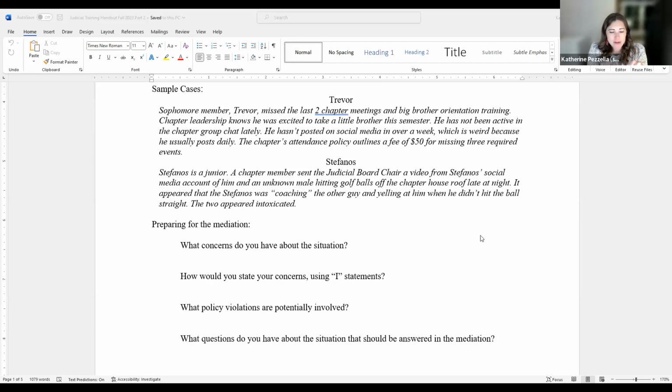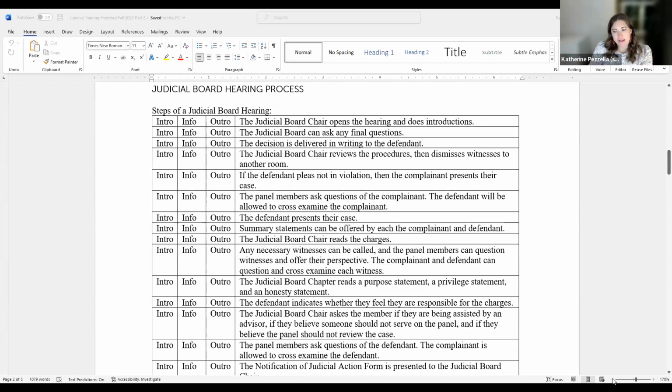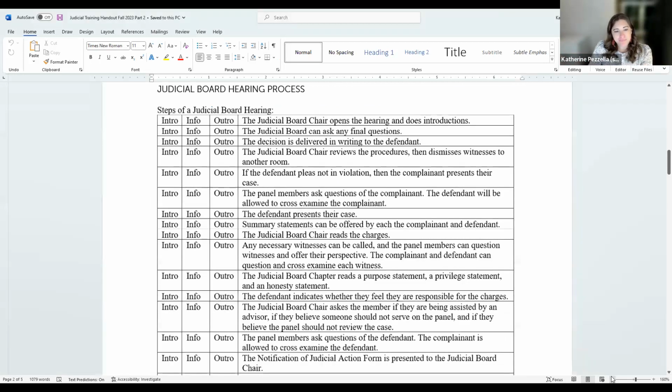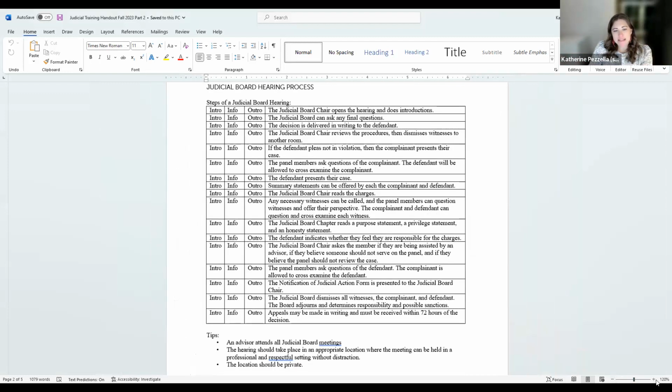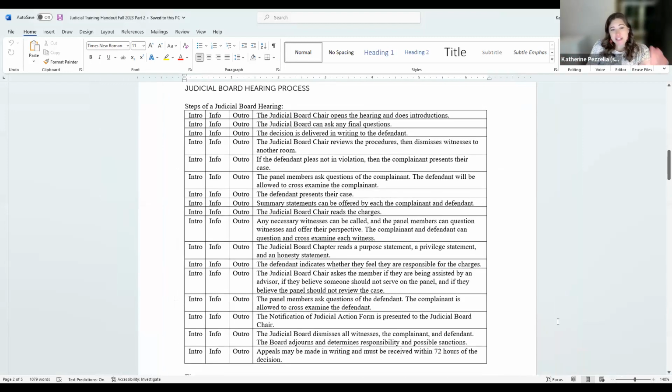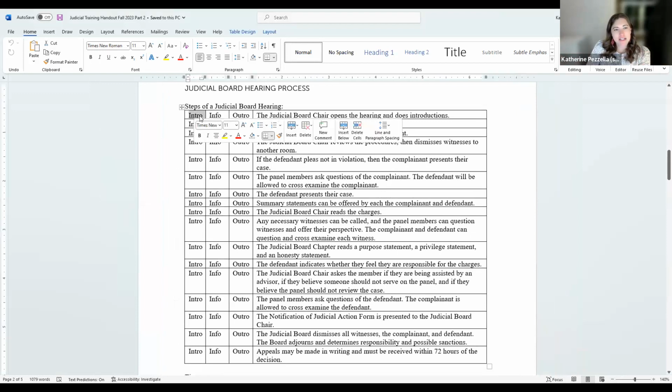And so if you think about a judicial board process as having three parts, there's the introduction, information discovery and assessment, and then outcomes, right? So if we scroll to the next page of the handout, which I'll show you here, what I want you to do is just take a couple minutes and place each of these parts, which are the steps of a judicial board hearing process, in the introduction, in the information gathering and assessing phase, or basically in the outro with outcomes, right?